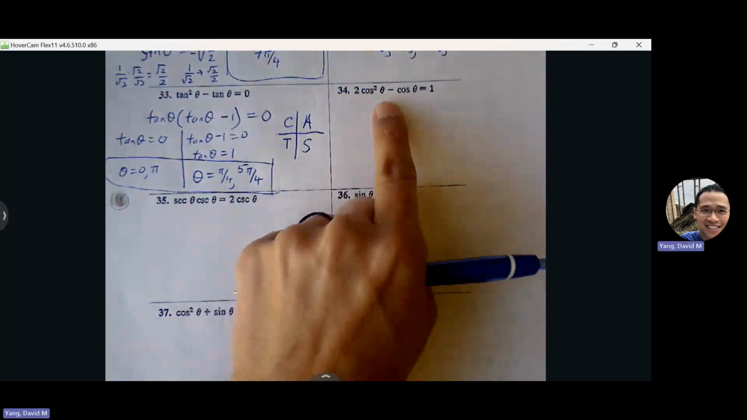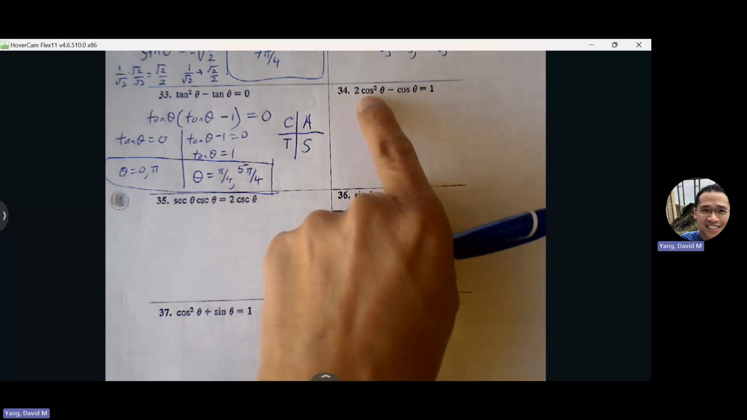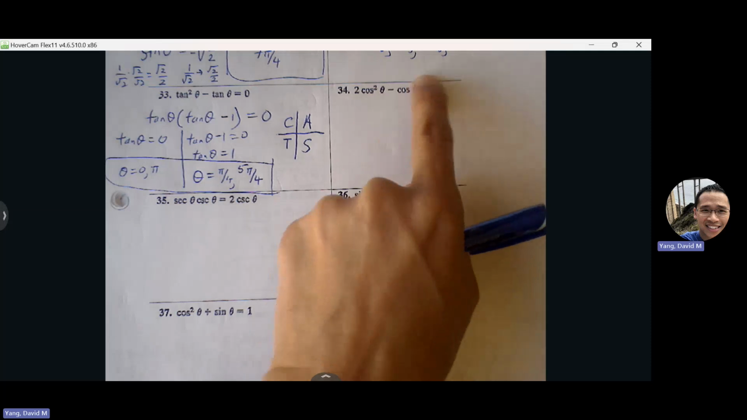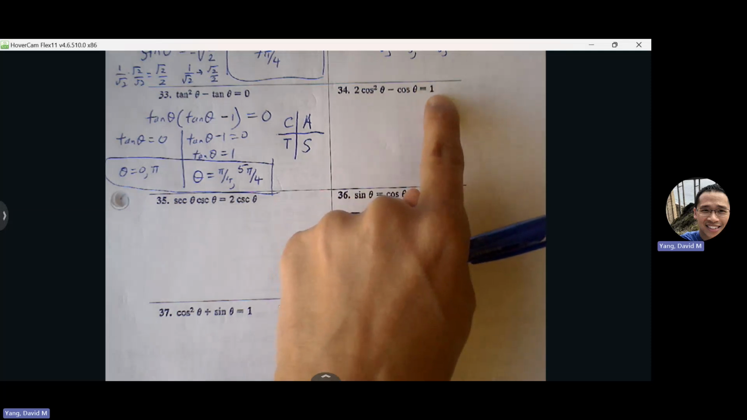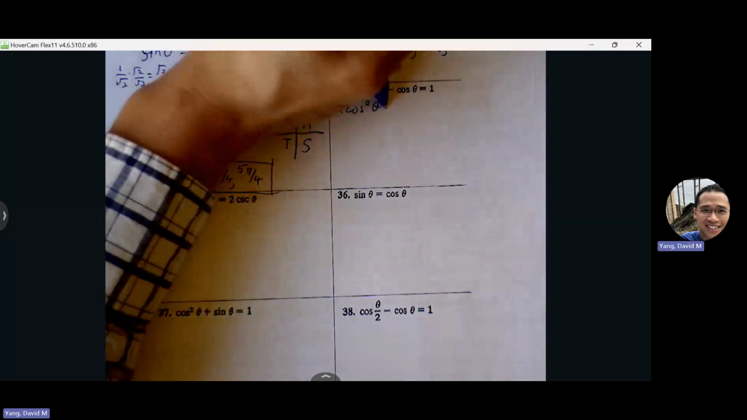Okay, 34. We can't factor and set equal to 1. We have to get that 1 over to the left. Remember, this has to be a 0 if we want to solve and go through a factoring process. So we have to bring everything over to one side.